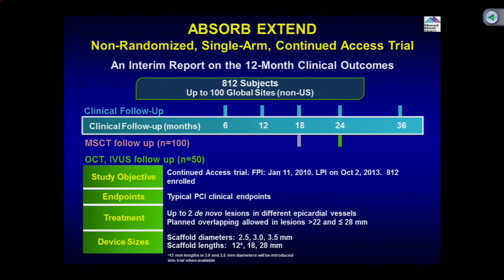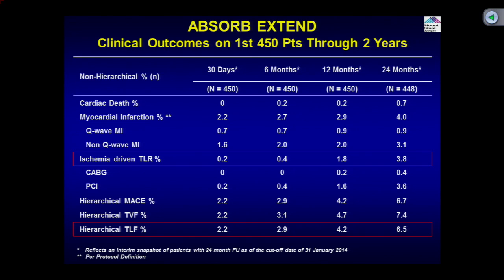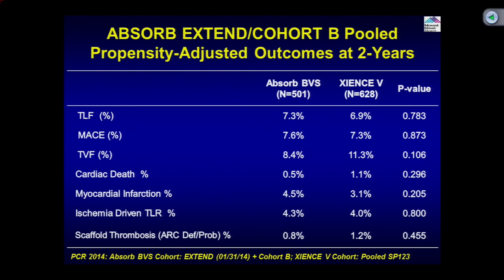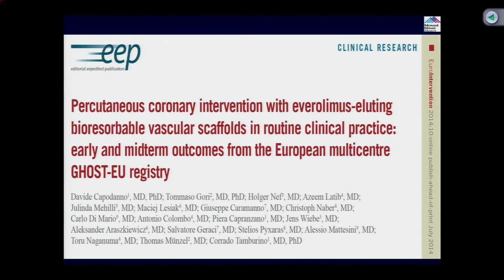The ABSORB EXTEND, which was supposed to be 1,000, I think it stopped after 800 cases, and they presented some data of about 500 patients showing very good efficacy. This is again the old data, which now they actually have as a pooled analysis of the Absorb BVS with the Xience from the Xience studies, and it seems both are functioning equally well in the propensity adjusted outcomes, but not a head-to-head comparison, which I'm going to show.